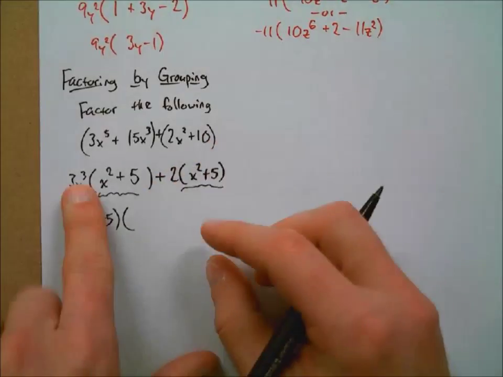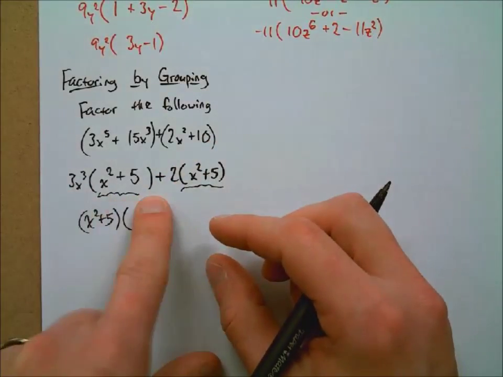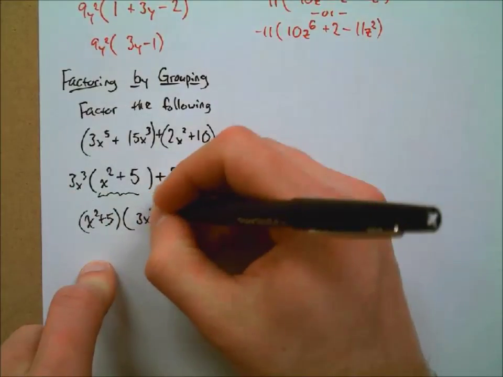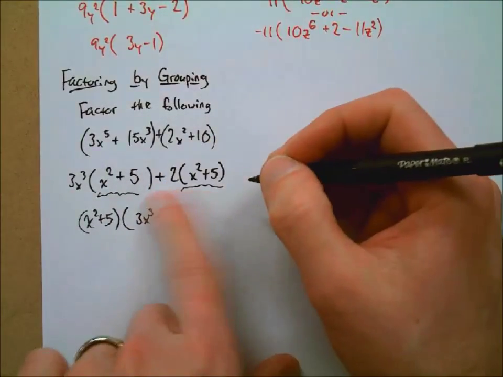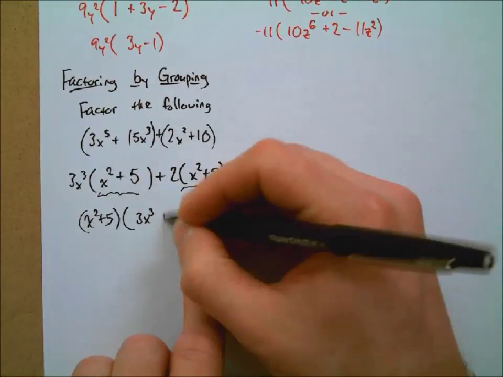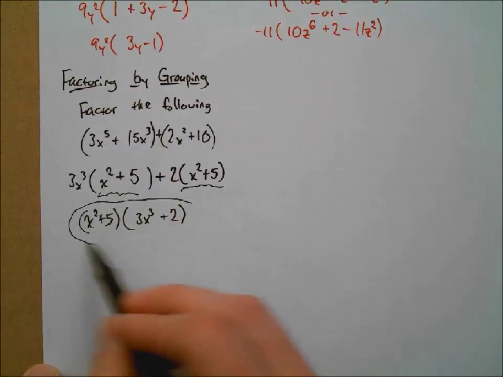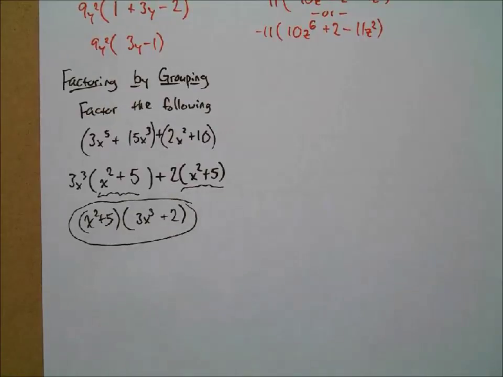If I take an x squared plus 5 out of this, what's left over? 3x cubed, right? If I take an x squared plus 5 out of this, what's left over? A 2. Pretty crazy stuff. And that is fully factored now.